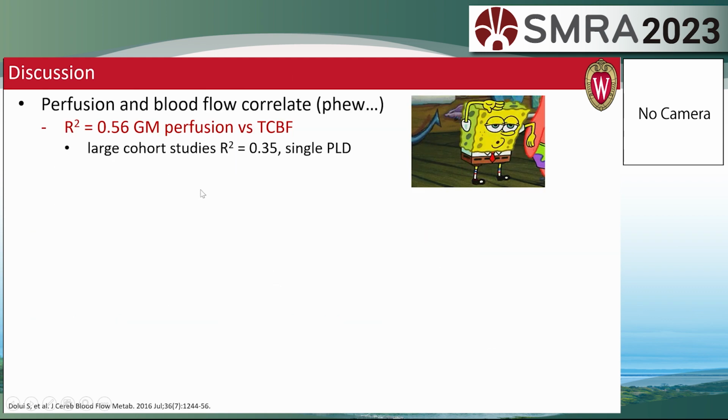Perfusion and blood flow correlated. We are happy to observe that. I don't know if you know, but the correlations between ASL perfusion and 4D flow or phase contrast studies is not that great. There have been large studies conducted, and you get R-squared as 0.35. These studies use a single post-labeling delay, which might account for some of the lack of variability, but there might be other factors affecting this low correlation between bulk blood flow and perfusion measurements.